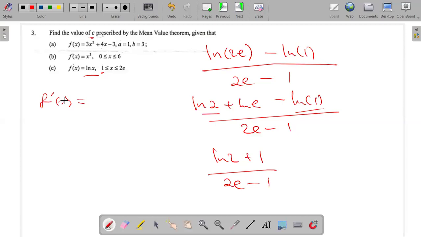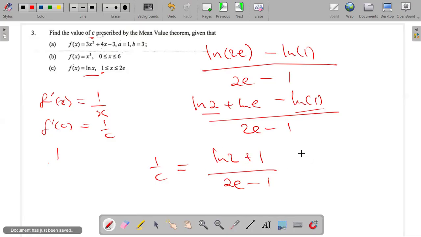All right. So f prime of c here is then going to be, that's just 1 over what? Over x. So when you differentiate that, you just get 1 over x. So now my f prime of c is just 1 over c. So you're equating this 1 over c to this side here. Then what is that going to be for me?